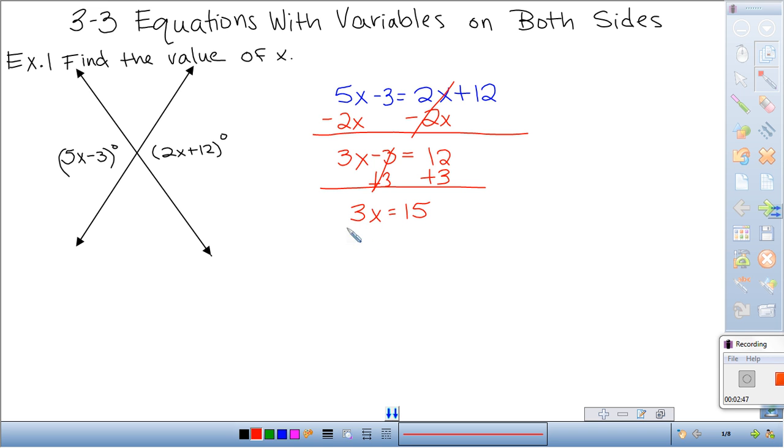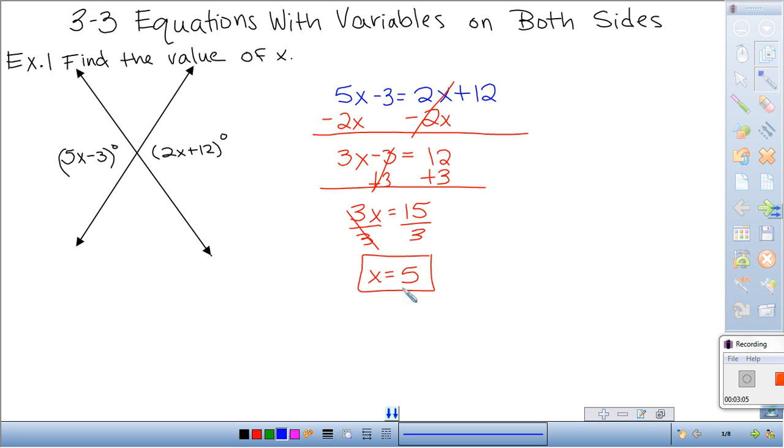The opposite of 3 times x is to divide both sides by 3. So we end up with x equals 5. And keep in mind that 3 divided by 3 is 1, and 1 times x is just x. That's why I canceled through the 3. So x is 5.